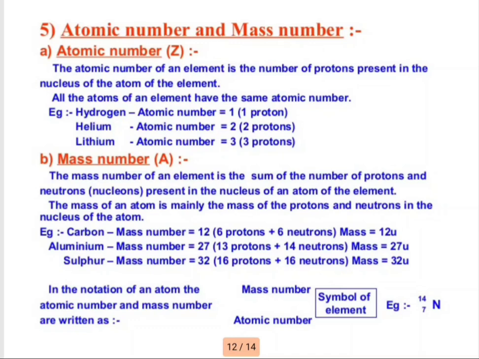Okay, you can remember this symbol of elements. We write the mass number at the top left and the atomic number at the bottom left. For example, you can see 14 and 7.